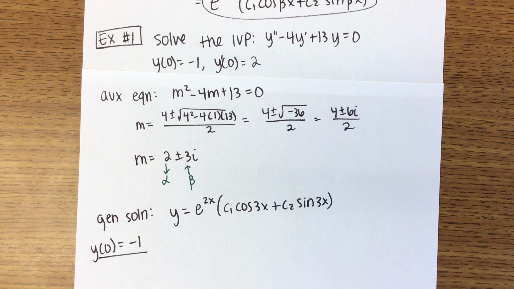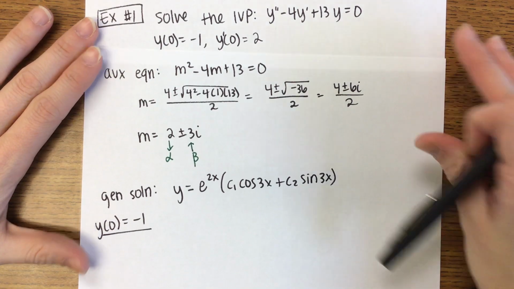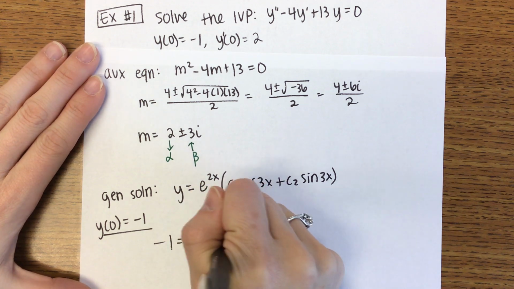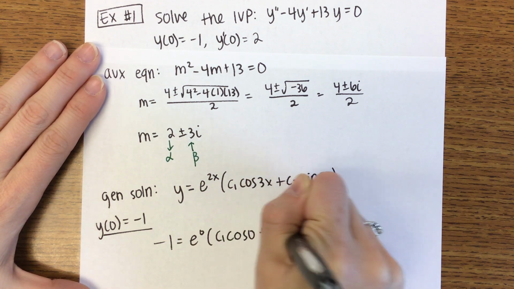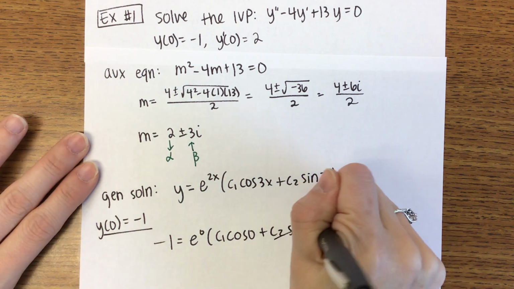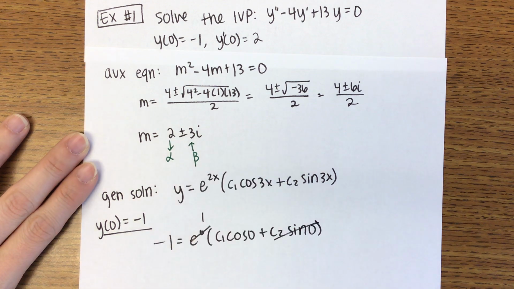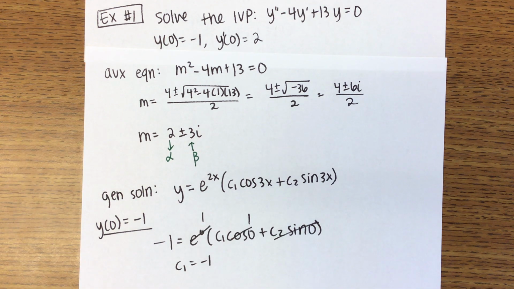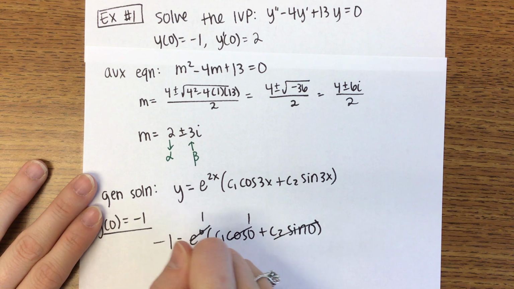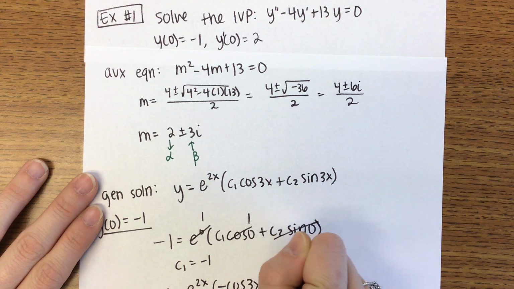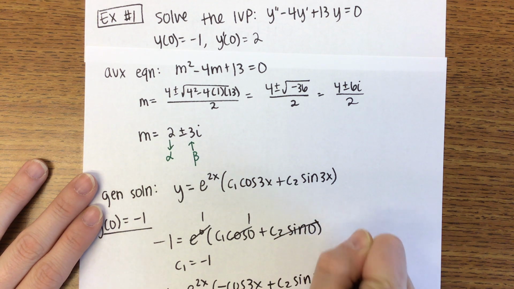We're good? Okay, great. So this one, if I plug in negative 1, I get negative 1 equals e to the 0, c1 cosine of 0 plus c2 sine of 0. That is 0. This is 1. This is 1. So our c1 ends up being negative 1. So we now have e to the 2x times negative cosine of 3x plus c2 sine of 3x.